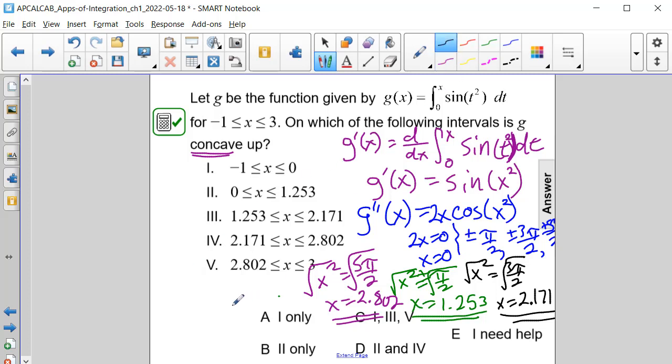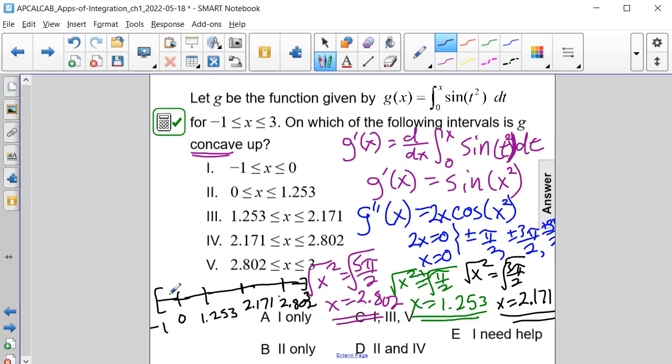All right, so now let's create our number line with -1 as one end. We had a critical value at 0. The next one was at square root of pi over 2, or 1 and 253 thousandths. The next one is at 2 and 171 thousandths, or the square root of 3 pi over 2. And then the next one is at 2 and 802 thousandths. And then we have 3 as our right endpoint.